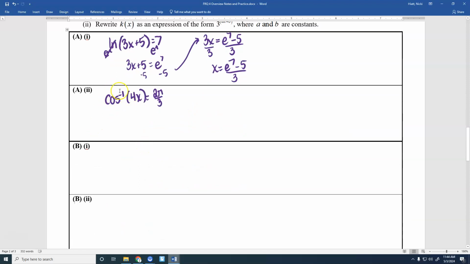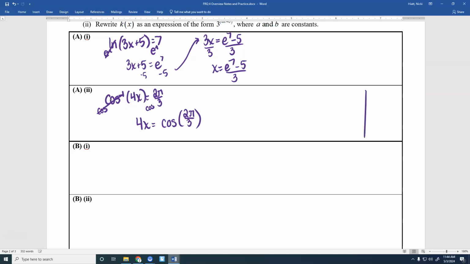So if I want to get rid of inverse cosine, what should I use? Regular cosine, right? Cosine of inverse cosine cancels out. So we've got 4x equals cosine of 2 pi over 3. And on the actual AP exam, you don't have a unit circle. So you got to remember everything.